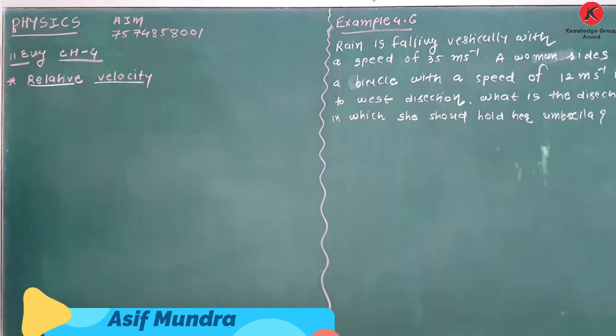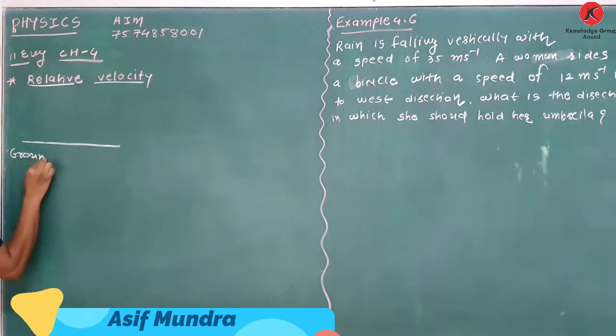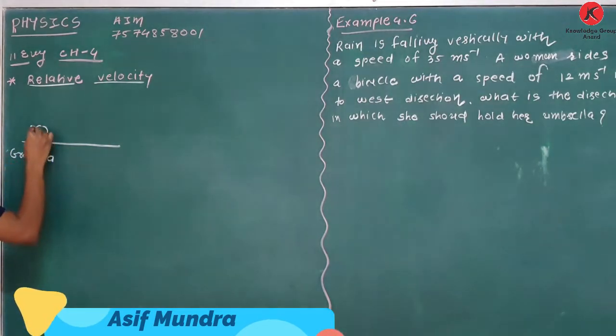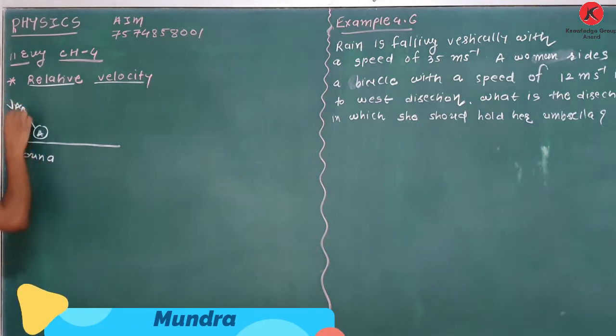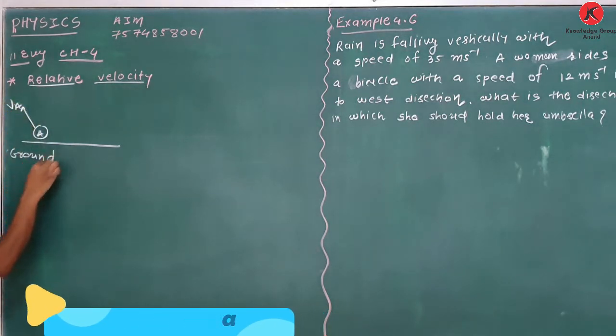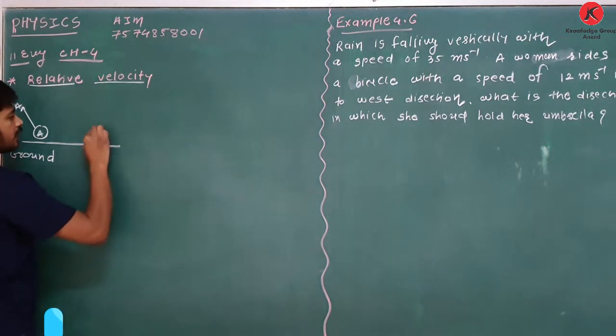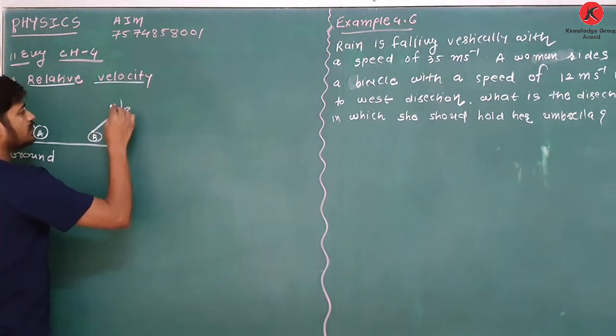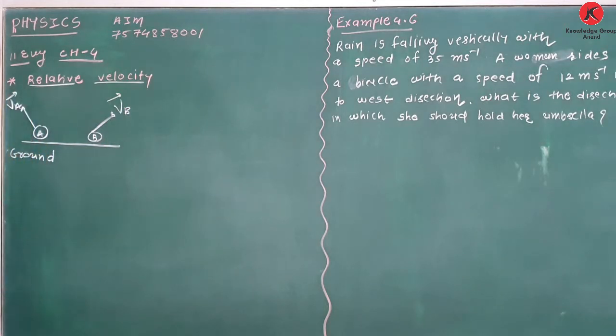See, if it is ground, object A is moving with velocity VA with respect to ground. Object B is moving with velocity VB with respect to ground. Means these two objects are moving with respect to ground. Their frame of reference is ground. So what is the relative velocity between A and B if they share a common frame of reference?